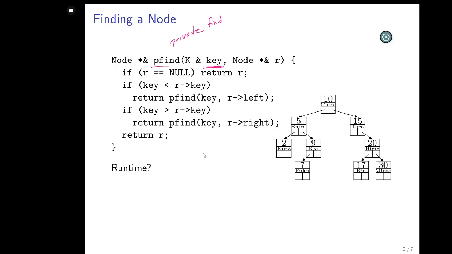So because it's referencing internal structures that the dictionary abstract data type doesn't need, that's the first reason to make it private, so that the implementation is not part of the interface.